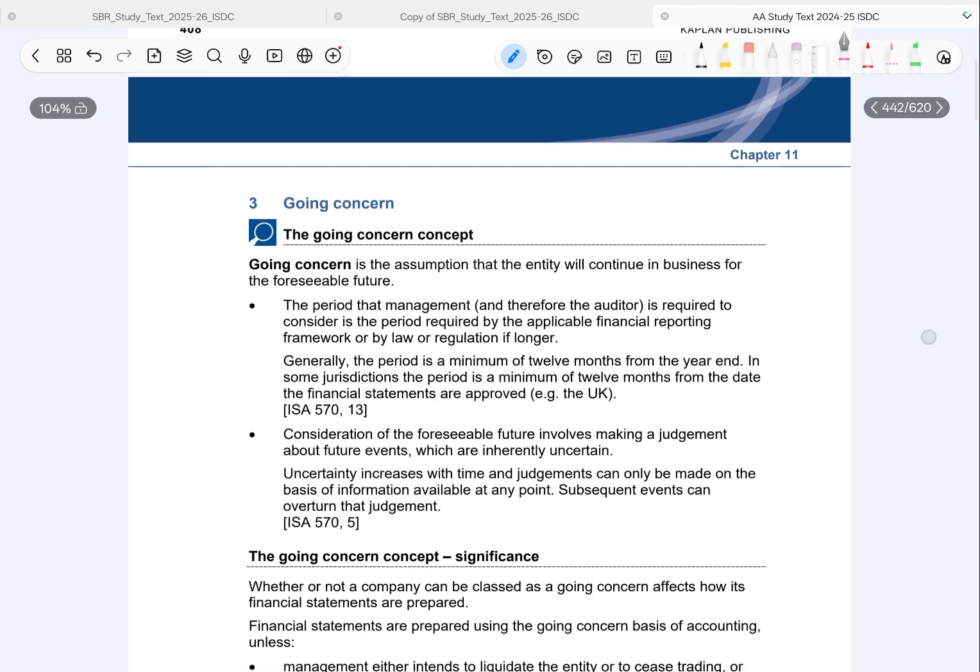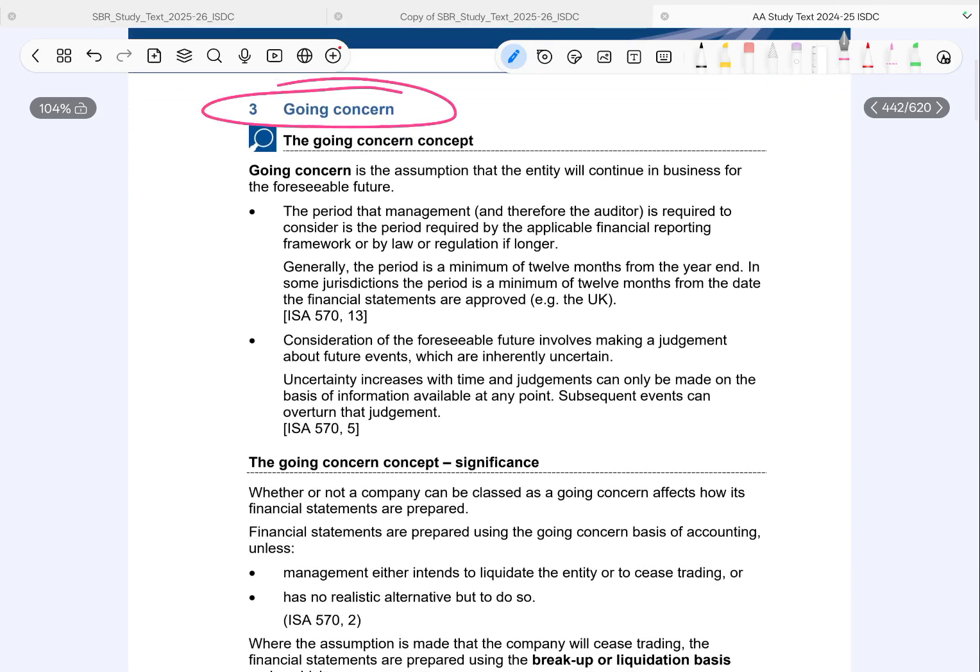Okay, so now let's talk about going concern. What does going concern even mean? It is the assumption that the business will continue operating in the foreseeable future. In simple words, the company is not shutting down anytime soon. Now, the obvious question, how far is foreseeable future? Generally, we are talking about at least 12 months from the year end. In some countries, it could be 12 months from when the financial statements are approved.